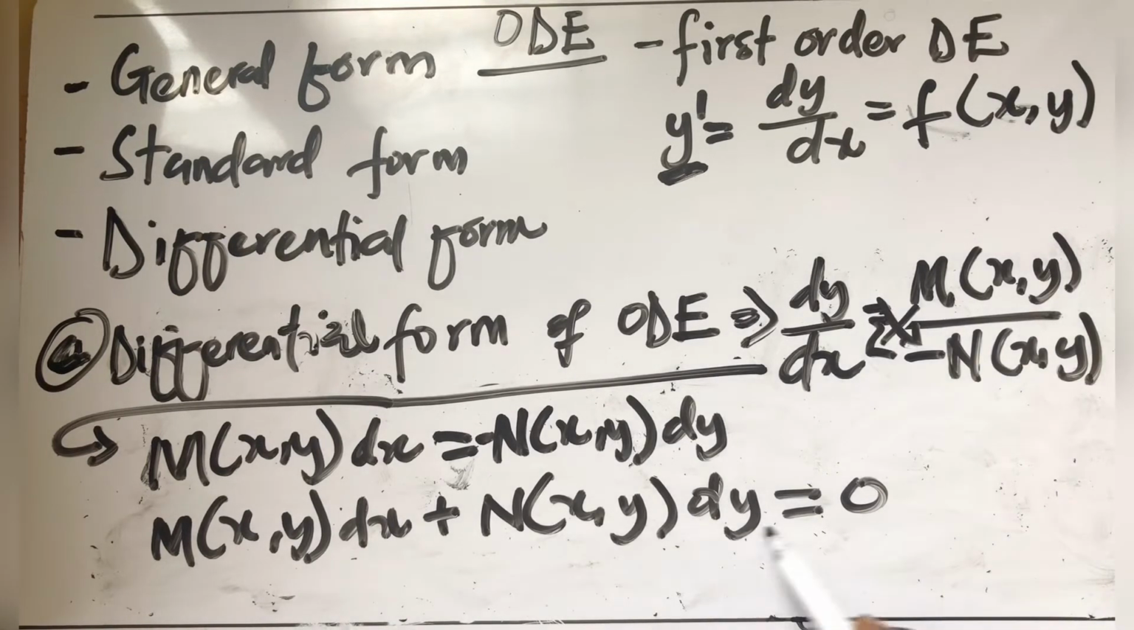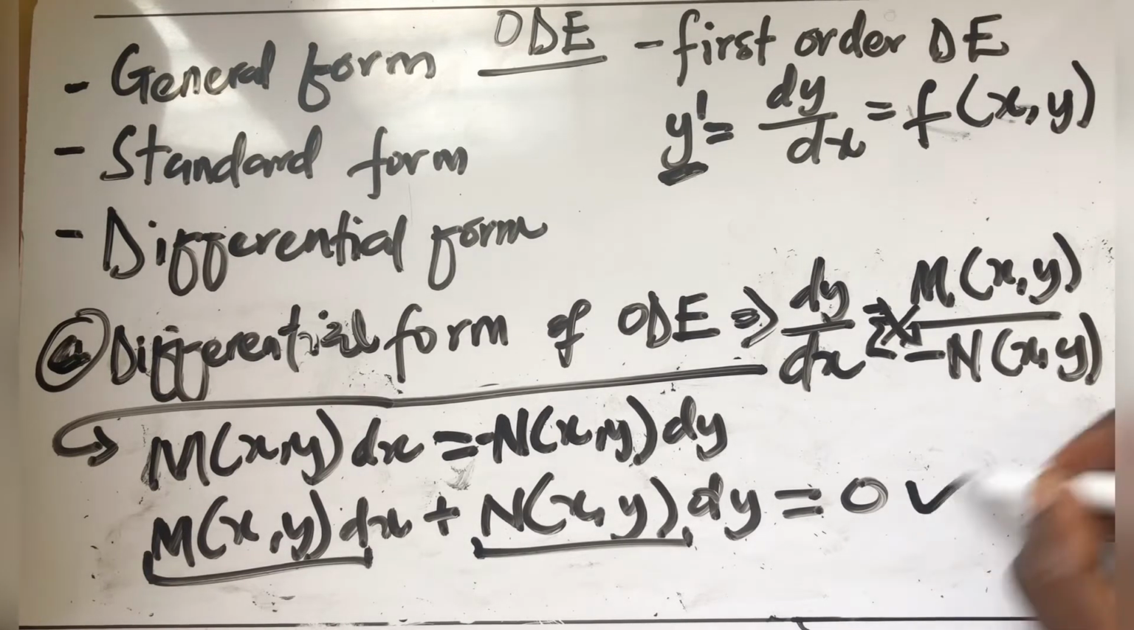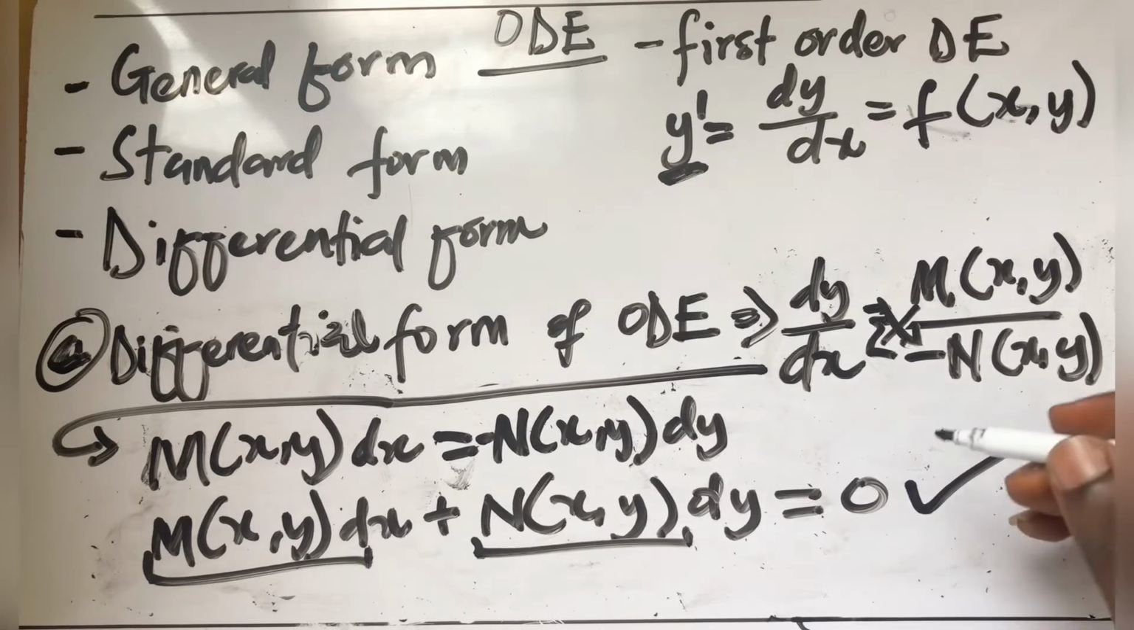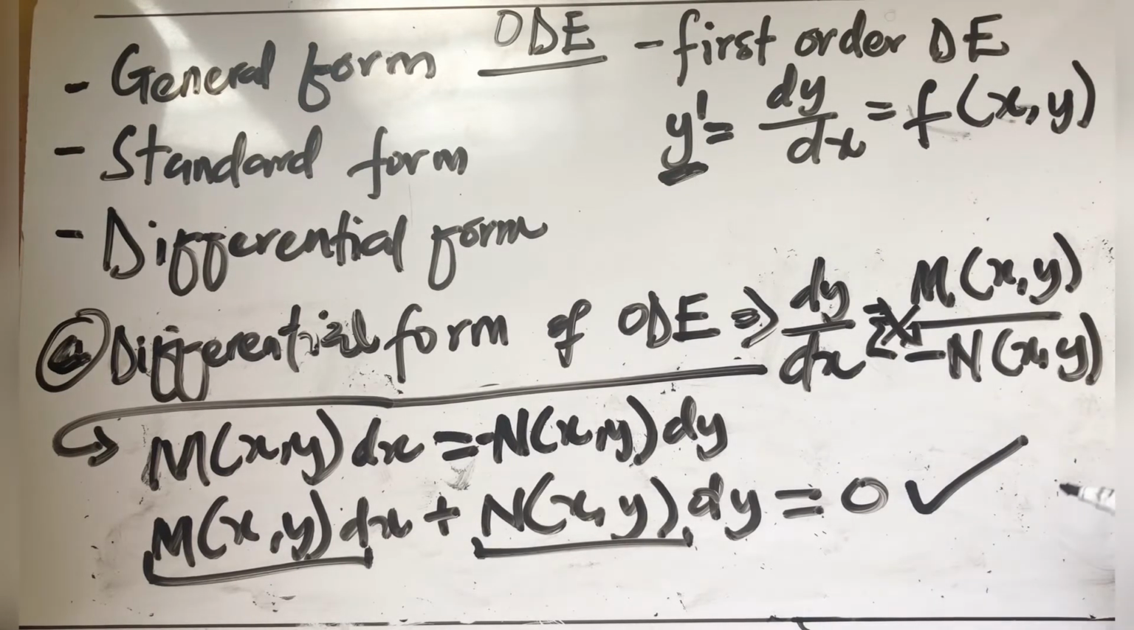So this is how you write the differential form of an ordinary differential equation. This is a function with the dx, and this is also another function with the dy. Note that every ordinary differential equation is always represented in its differential form. Whenever you meet an example question, they are always written in their differential form. So now let's take a look at some examples of ordinary differential equations which are written in their differential form.